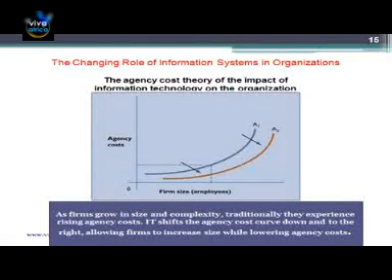Good. So what tends to happen is, as the firm size increases, the agency cost decreases, and this is because of the opportunities that information technologies offer to the firm, or information systems offer to the firm.